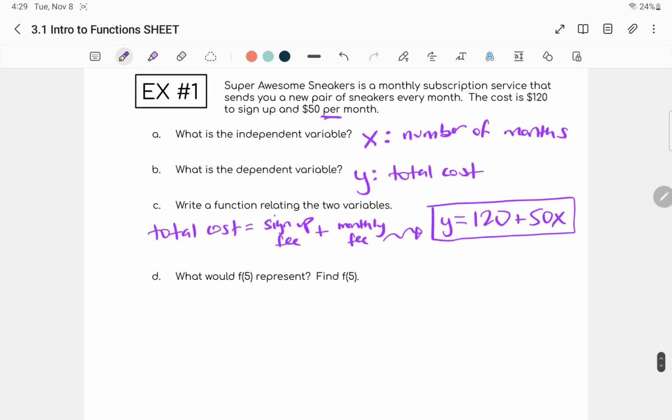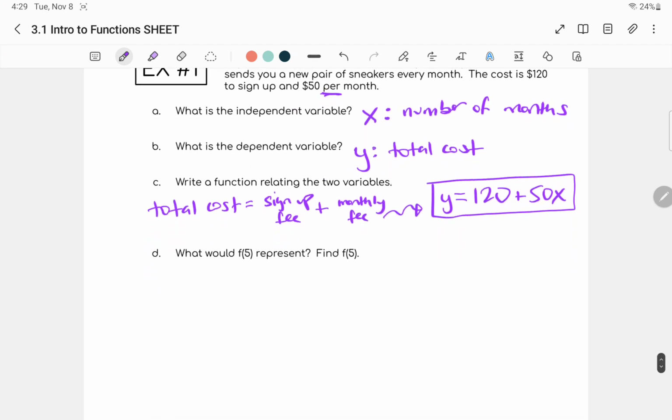So now our last part here would be, what would f of 5 represent? Find f of 5. So another way we could write this is also f of x is equal to 120 plus 50x. So this is just saying, what would f of 5 be? So either of these, I'll take either of these when we are submitting answers.